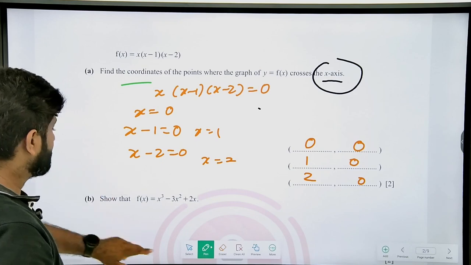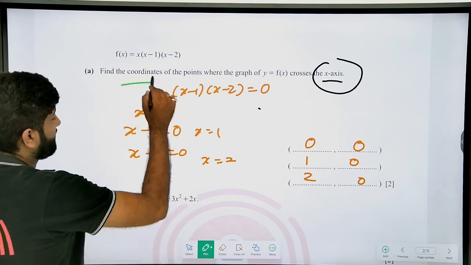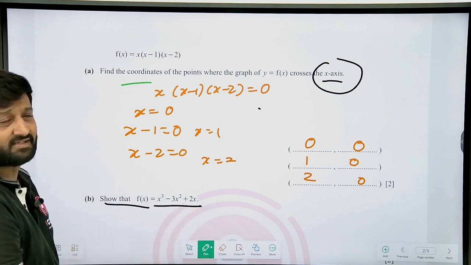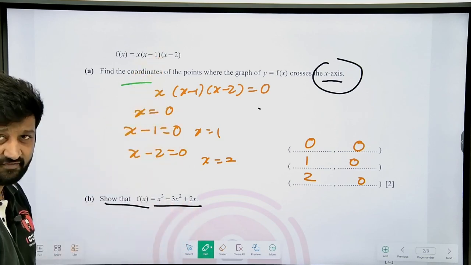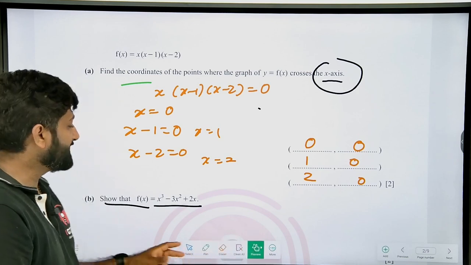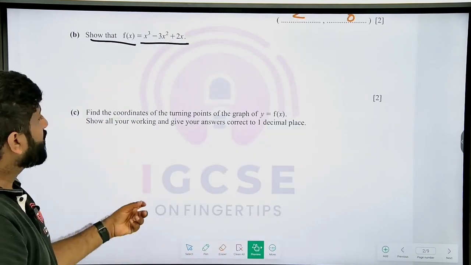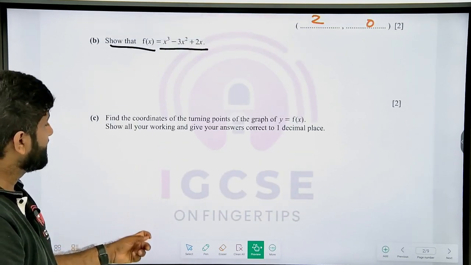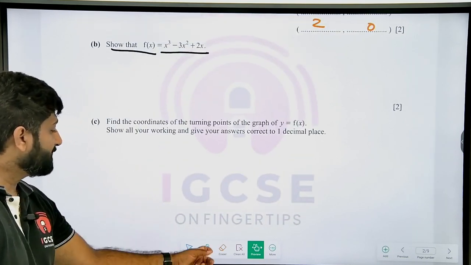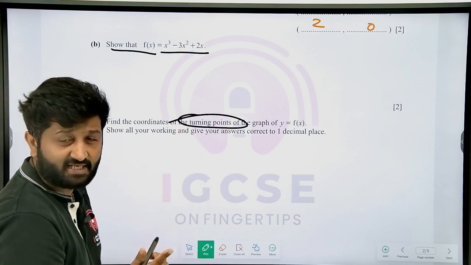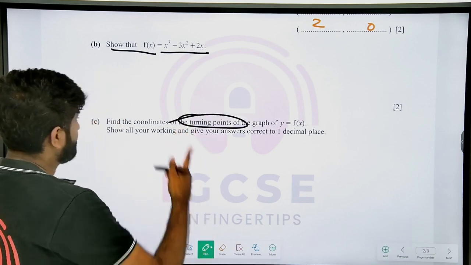For the next part, I have to show that f of x is equal to this. Guys, this is nothing but the expansion of the above curve. I hope that you can do that easily. You don't need my help for that. Next, find the coordinates of the turning points. Right? Now, what do you mean by turning points? Turning points are the points where your gradient is 0. That is, dy by dx is 0.